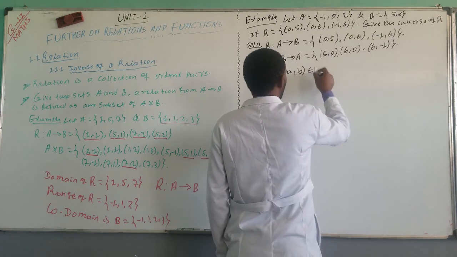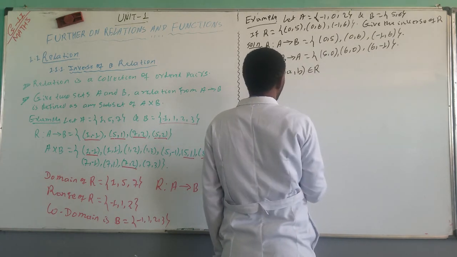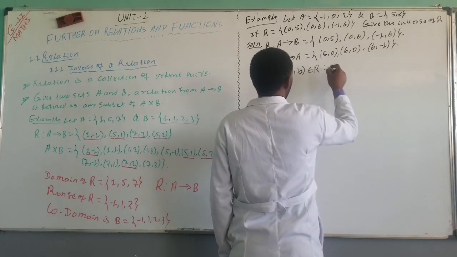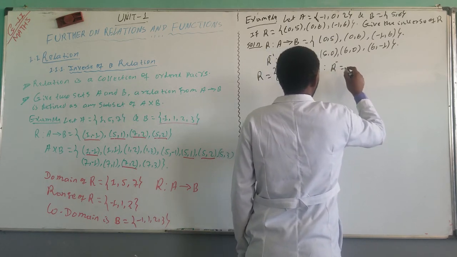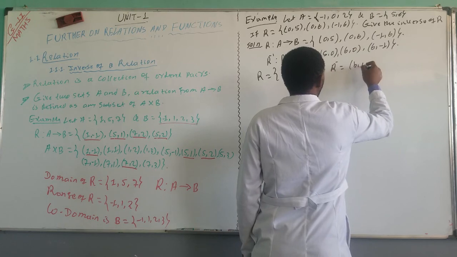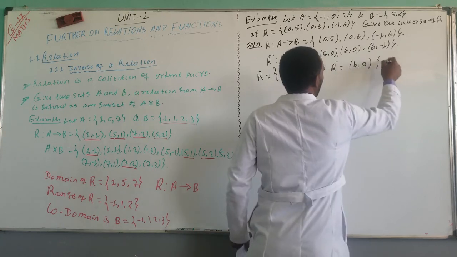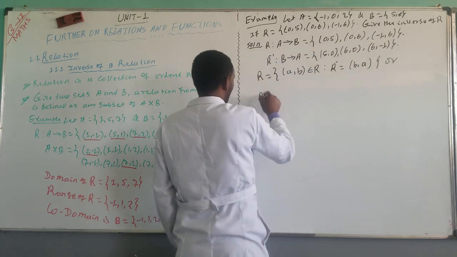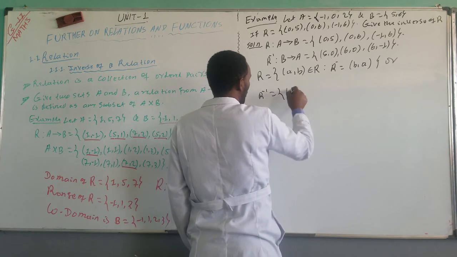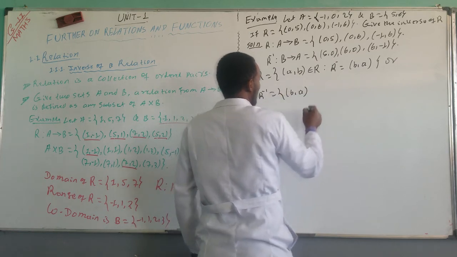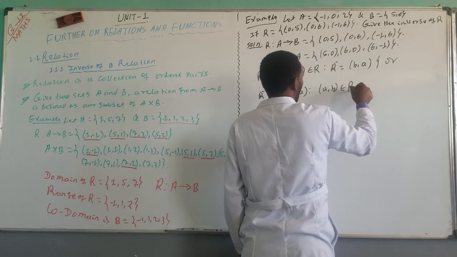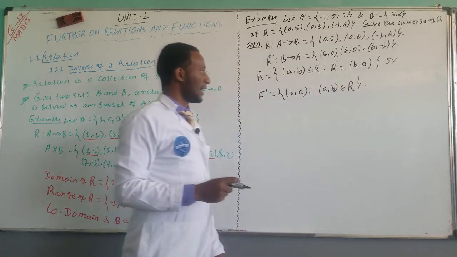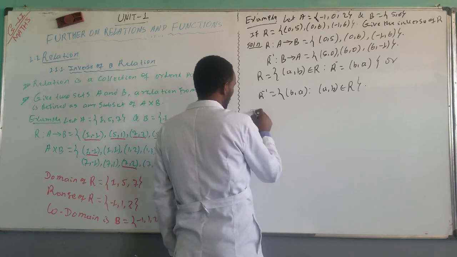In general, when relation R contains (a, b), an element of R, then R inverse contains (b, a). Or R inverse is equal to (b, a) such that (a, b) is an element of our relation R. Let us see the domain of R.